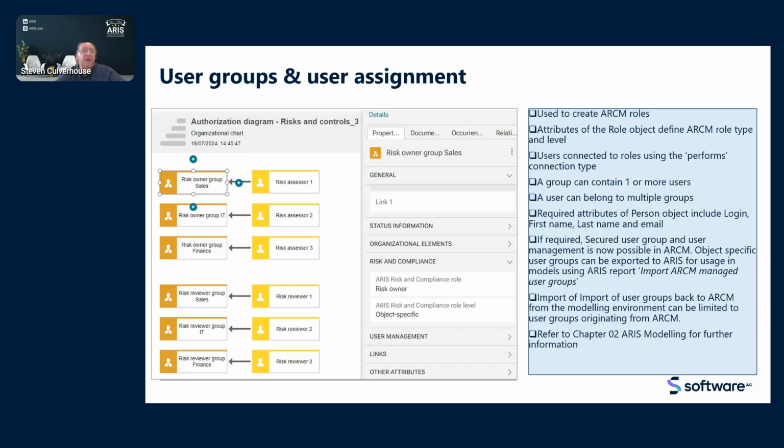And if you look at here, for example, this one's highlighted, these are the attributes. So it's saying this role is a risk owner role. So the system will know from this object and this attribute that this individual that's attached to it is going to perform the role of a risk assessor. Okay, so that's how we allocate the roles.